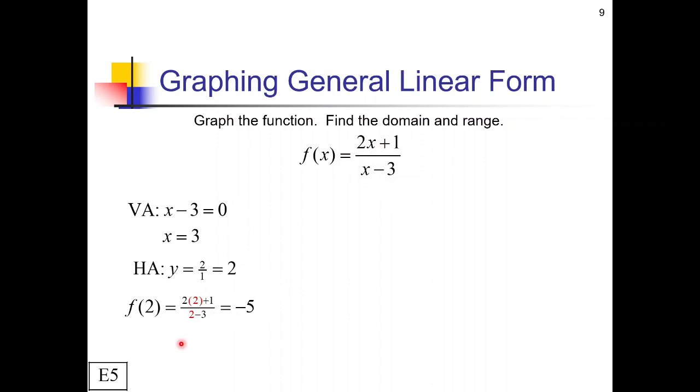And then I need an x value to the right of x equals 3. So how about 4? Let's do f of 4. 2 times 4 plus 1 is going to be 9. 4 minus 3 is 1. So that comes out to a total of 9.